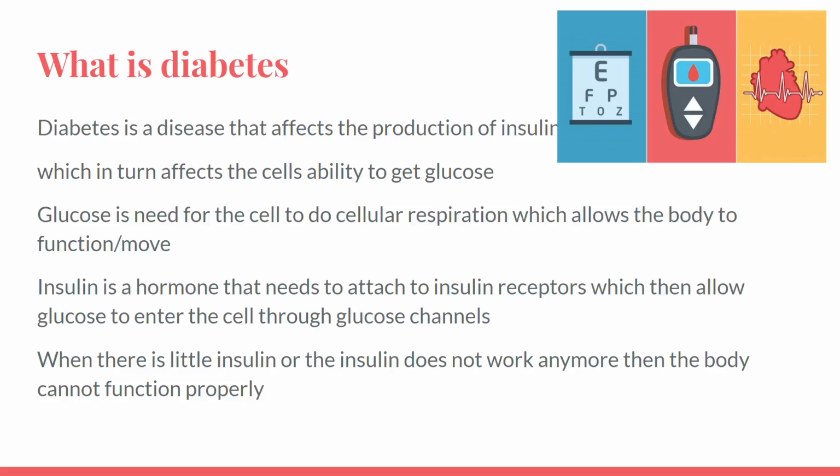And then insulin is a hormone that needs to attach to insulin receptors, which then allows glucose to enter the cell through glucose channels. So that's how glucose gets into the cell and then makes ATP. And then when there's little insulin or the insulin doesn't work anymore, then the body cannot function properly.